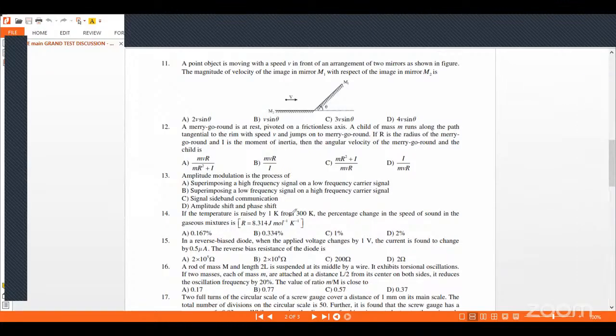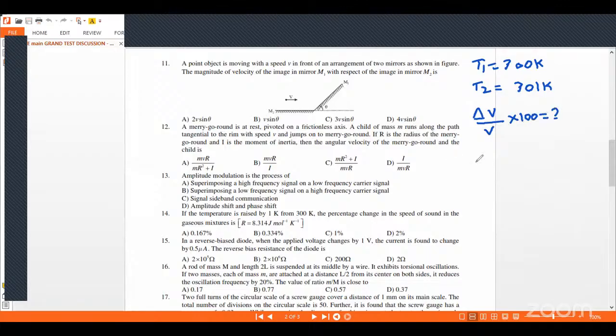If temperature is raised by 1 Kelvin from 300 Kelvin, the initial temperature is 300 Kelvin and the final temperature is 301 Kelvin. The percentage change in speed of sound in the gaseous mixture. Suppose V is the speed of sound, then we need to find delta V by V into 100.